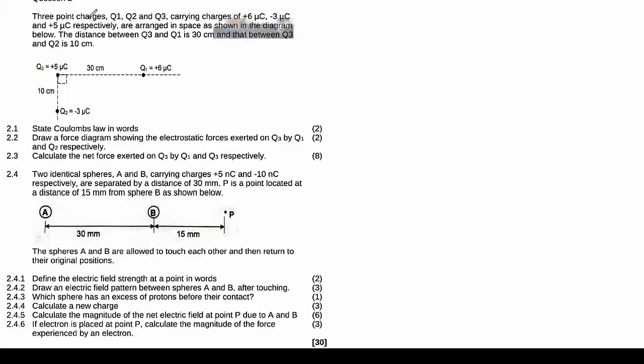Okay, so we have question 2. It says three point charges, Q1, Q2, and Q3, carrying charges of positive 6 microcoulomb, negative 3 microcoulomb, and 5 microcoulomb respectively, are arranged in spaces shown in the diagram below. The distance between Q3 and Q1 is 30 centimeter, and that between Q3 and Q2 is 10 centimeter.